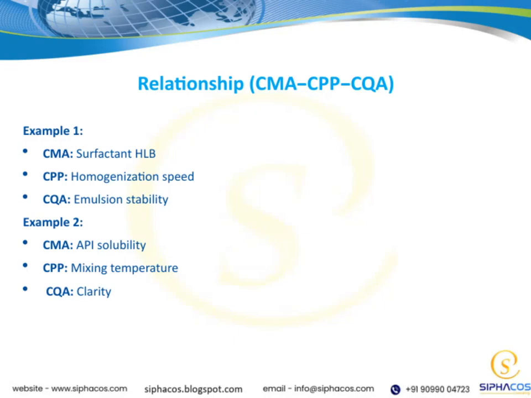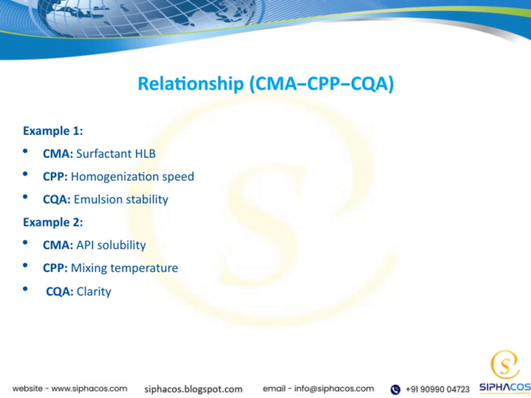Let's take a closer look at the relationships between CMA, CPP, and CQA using some practical examples. In the first example, we have the CMA as surfactant HLB, which refers to the hydrophilic-lipophilic balance of the surfactant. This property influences how the surfactant behaves in our system. The CPP, or critical process parameter, in this case is the homogenization speed, which affects how well the surfactant distributes during mixing. And the resulting CQA, or critical quality attribute, is emulsion stability, how stable our emulsion remains over time.